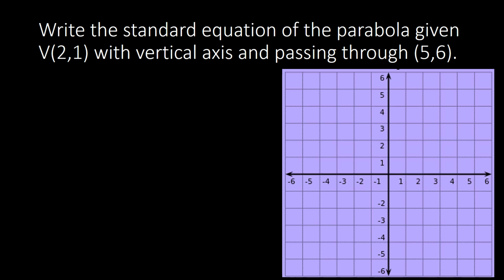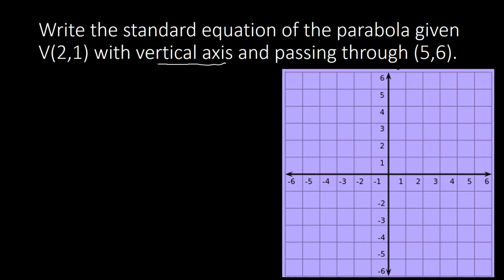So let us go through with this one here. We have the given vertex 2, 1 with vertical axis passing through our 5, 6. So once we say vertical axis, this would simply mean that our axis of symmetry is vertical.